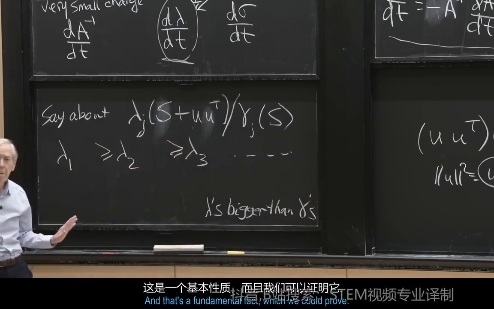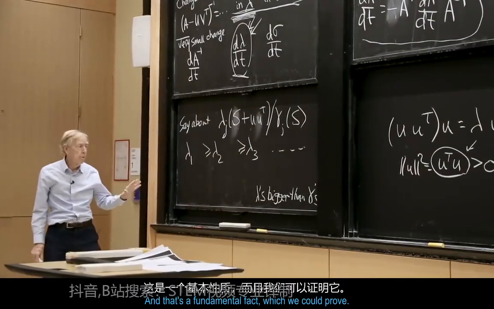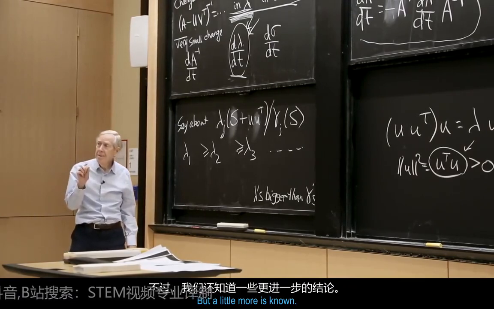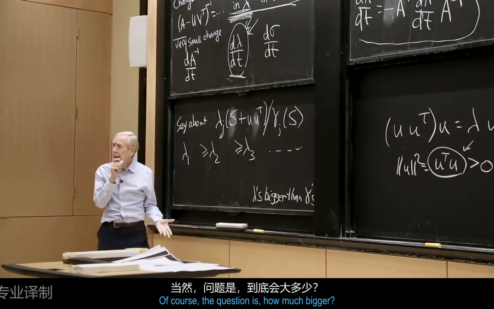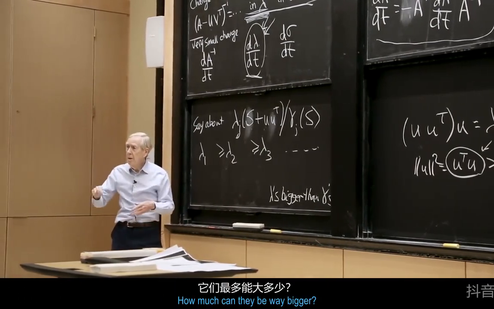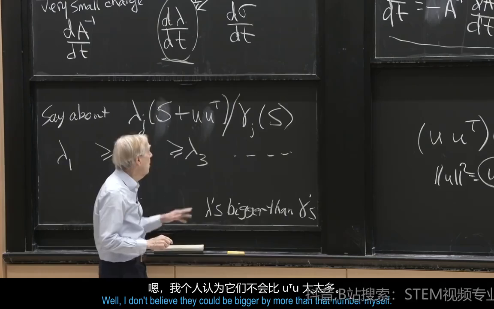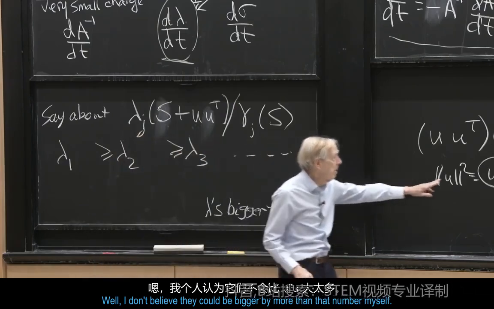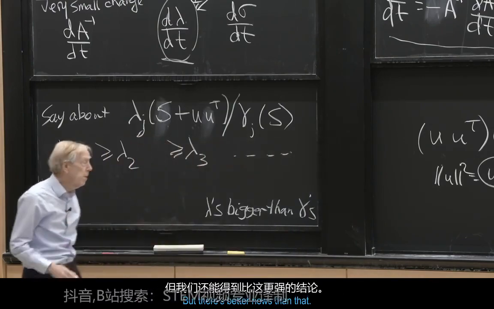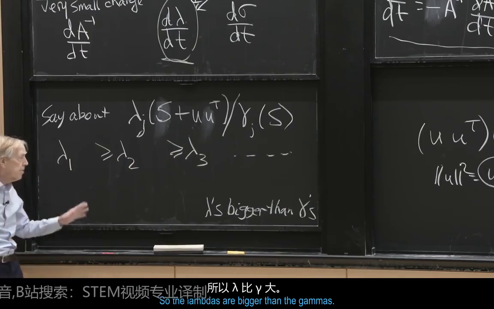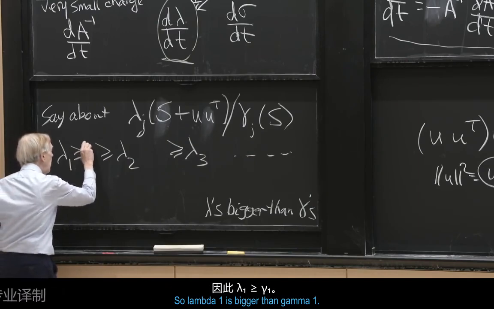And that's a fundamental fact, which we could prove. But a little more is known. Of course, the question is, how much bigger? Could they be way bigger? Well, I don't believe they could be bigger by more than that number myself. But there's better news than that. So the lambdas are bigger than the gammas. So lambda 1 is bigger than gamma 1.